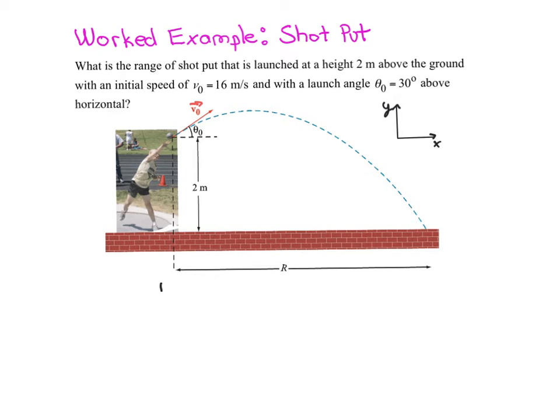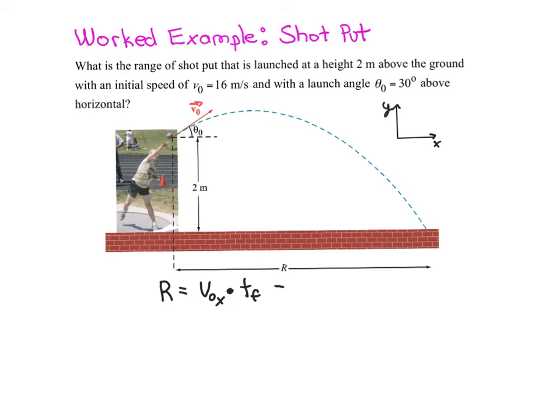And we can calculate the range. This quantity R is just going to be the horizontal component of the velocity, which we'll call v naught sub x, times the time of flight, t sub f. And by time of flight, of course, I just mean the amount of time that the shot put is in the air. Time zero starts when it leaves the shot putter's hand, and the time of flight is the amount of time it takes to get to this point where it lands on the ground.